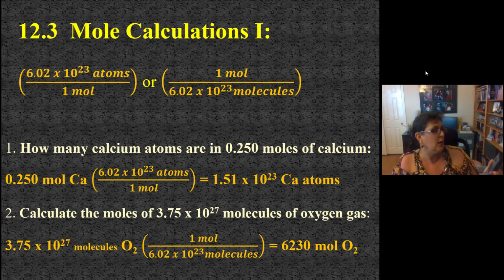So 6,229 rounds to 6,230, not 623. You've got to put a 0 there. 29 rounds to 30. There's a 0 there.